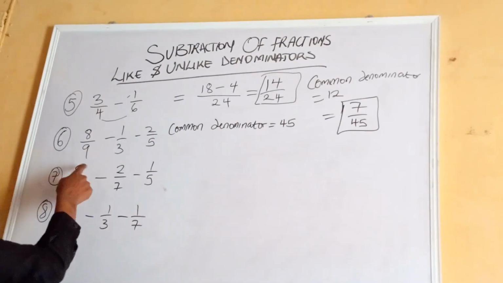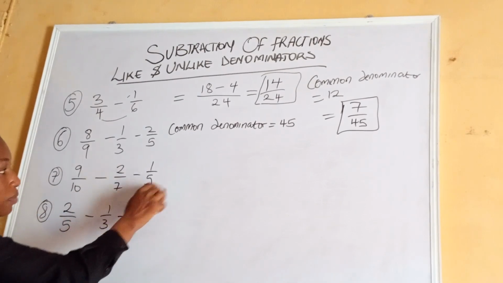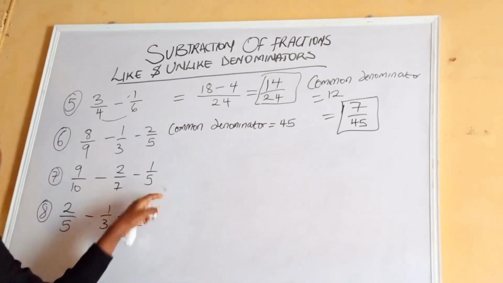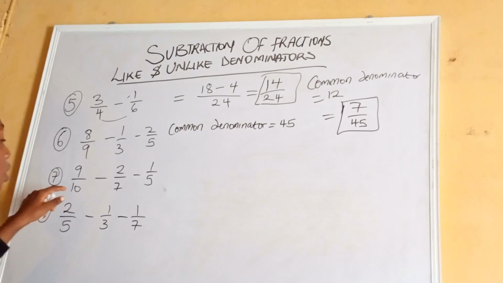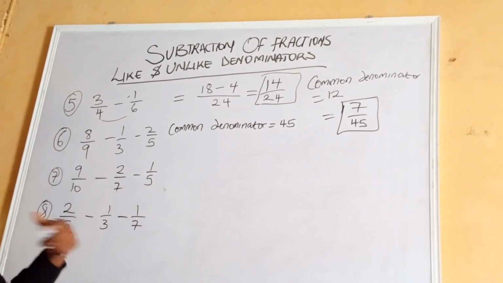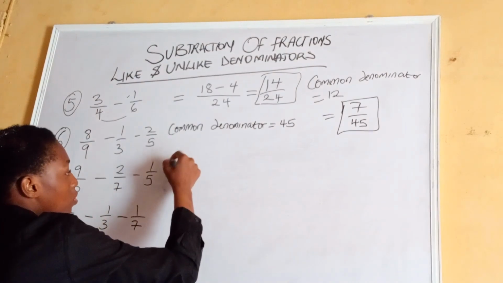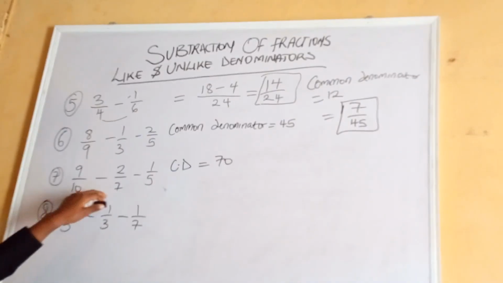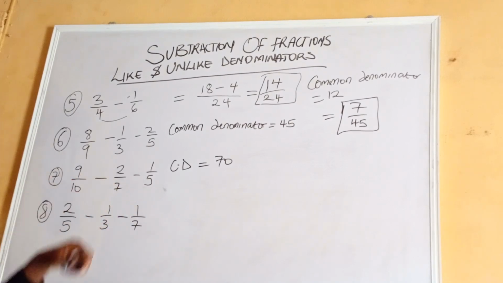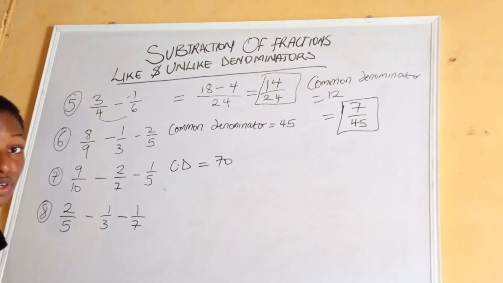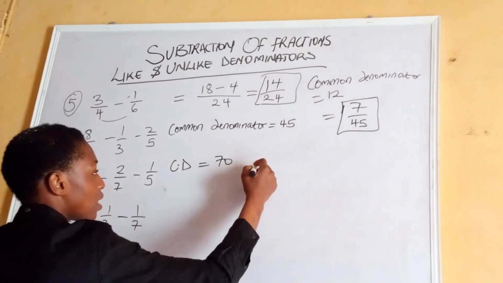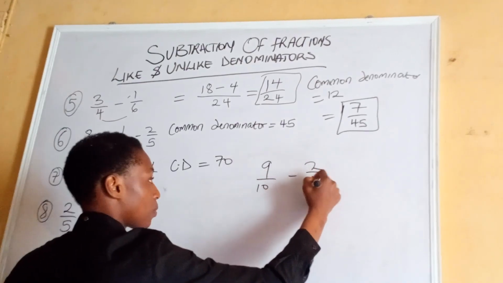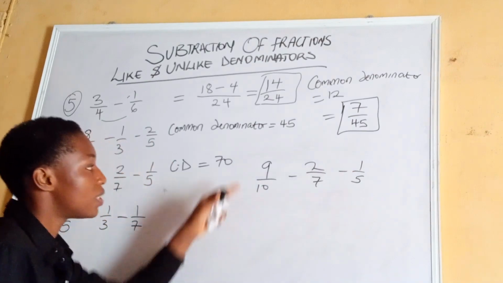Now to the next question, we have this 9 over 10 minus 2 over 7 minus 1 over 5. The same method as what we have been doing. You look for the common denominator. So if you look for the common denominator of 10, 7, and 5, the LCM will be 70. So our common denominator is equal to 70. Now we need to make sure all the denominators are 70. And how do we do that? Using equivalent fractions. So I'll write it out here. This is 9 all over 10 minus 2 all over 7 minus 1 all over 5.